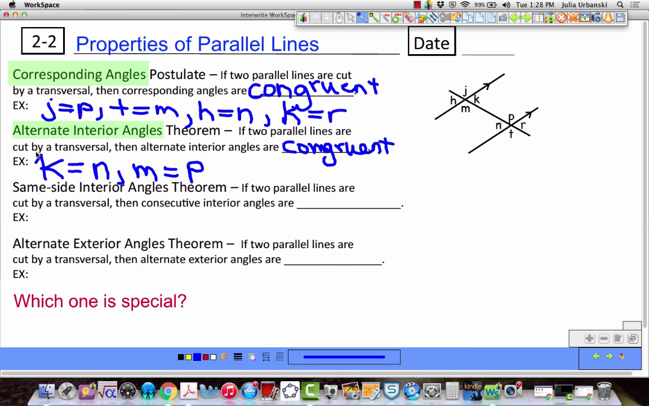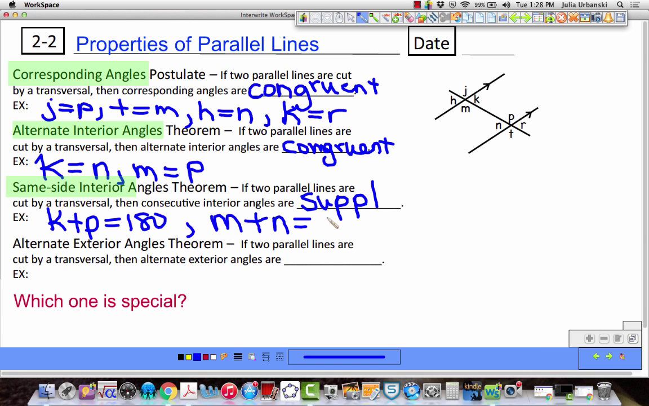All right. Same side interior angles. What's the rule? Supplementary. Good. Same sides are supplementary. K and P. Now I won't say K equals P this time. They're supplementary, so what do I say? K plus P equals 180. That's right. You take the two and you make them add up to 180 when they're same side interior. What's another pair of same side interiors? M and N. That's right.